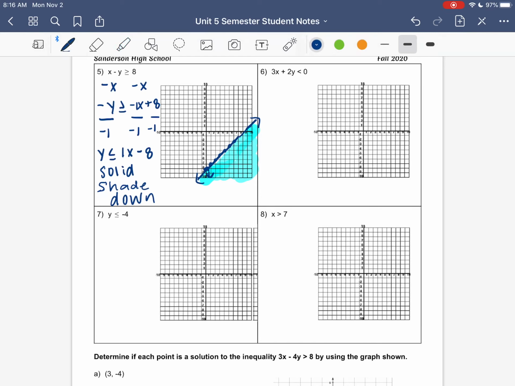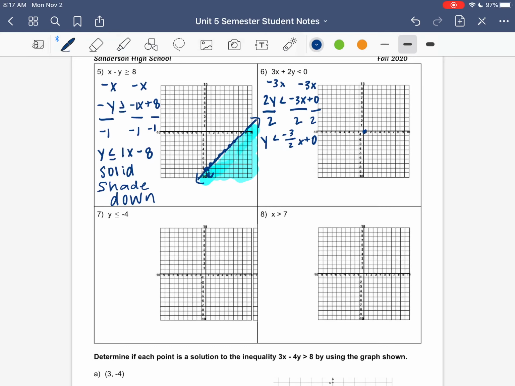In number 6, I need to subtract 3x on both sides. So that will give me 2y is less than negative 3x. I'm going to leave that 0 there. It might help us when we graph. So plus 0, and then divide everything by 2. So now I'm dividing by 2, so I do not need to flip my inequality sign. I'm dividing by a positive number. So that would give us y is less than negative 3/2 x plus 0.